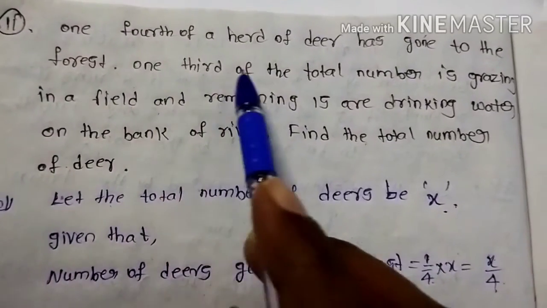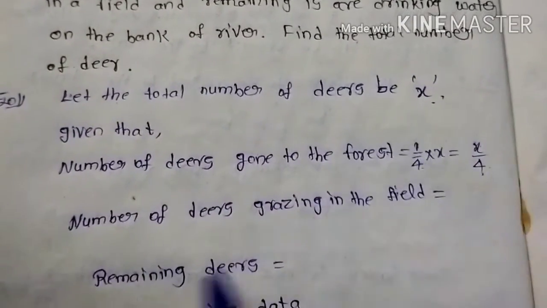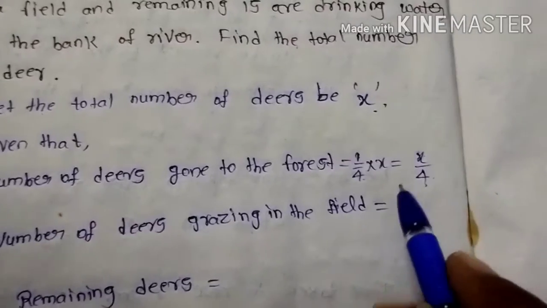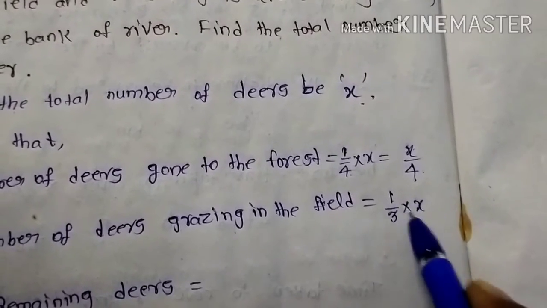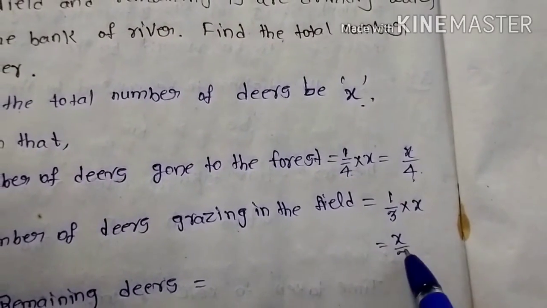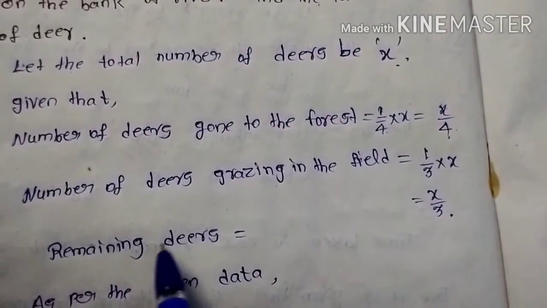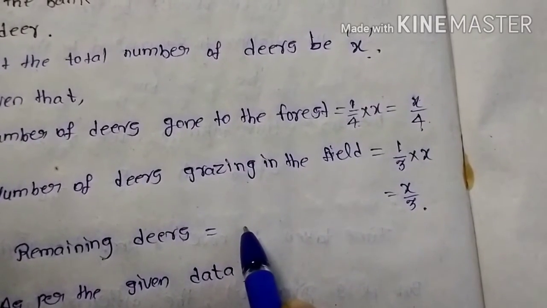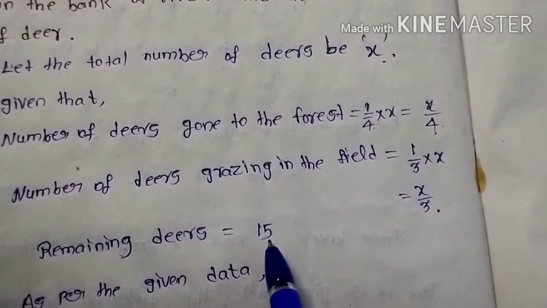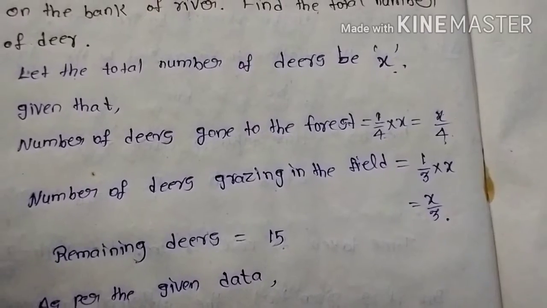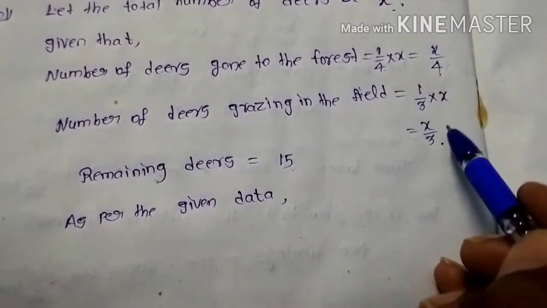Next you can see 1/3 of the total number of deer is grazing in a field. 1/3. That means you can write here number of deer grazing in the field is 1/3. That means you can write here 1/3 into total number of deer is how much? x. 1/3 into x means you can write here x by 3. Yes or no? x by 3. And also they mentioned here remaining 15 are drinking water. That means you can write here remaining deer here. You can write here how many? 15. If you want, you can write here number of deer drinking water is equal to how many? 15. But you can consider the given total number of deer is here how much? x only.